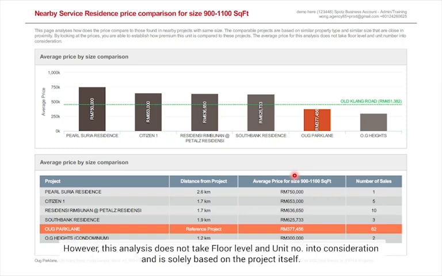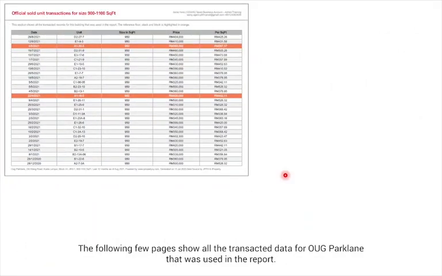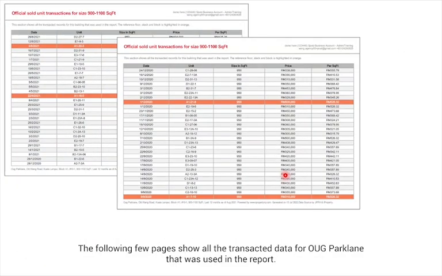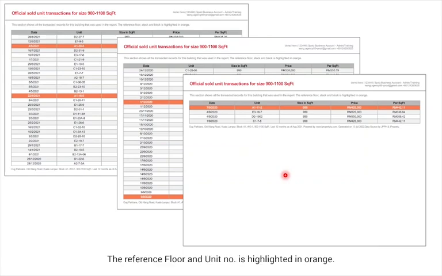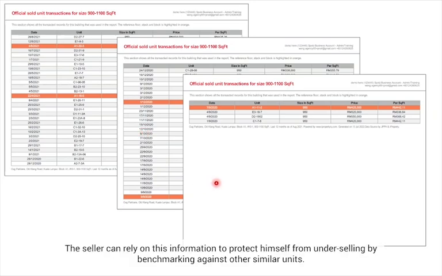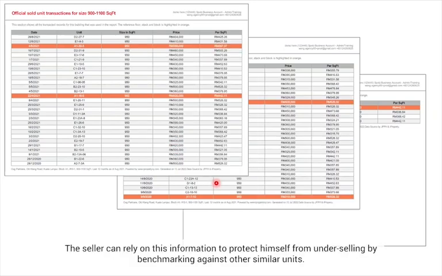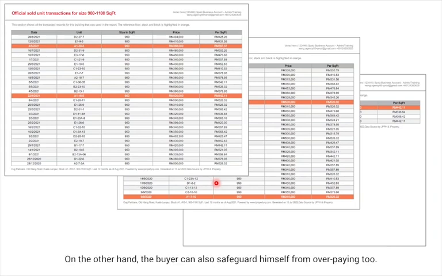However, this analysis does not take floor level and unit number into consideration and is solely based on the project itself. The following few pages show all the transacted data for OUG Park Lane that was used in the report. The reference floor and unit number is highlighted in orange. The seller can rely on this information to protect himself from underselling by benchmarking against other similar units. On the other hand, the buyer can also safeguard himself from overpaying too.